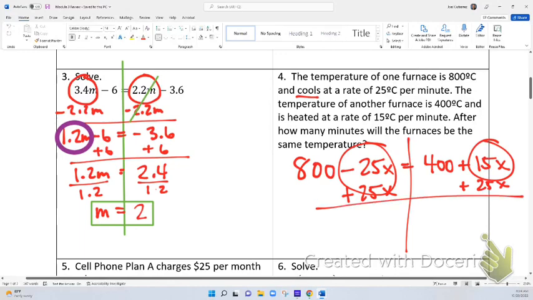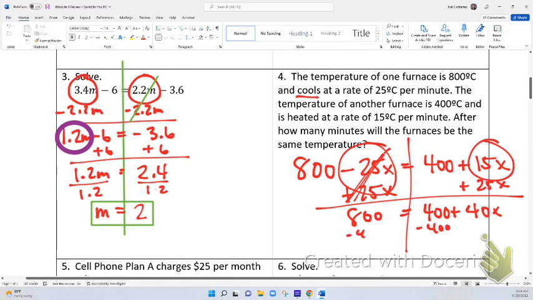I always get asked the question, what if we were to get rid of the 15x and subtract? You would just end up with negatives, but you would still end up with the same answer. I just like doing the smaller of the two numbers. So this gives you a 40x. This is still a 400. These go away. This gives you an 800.